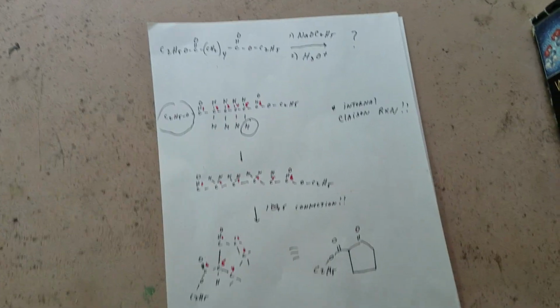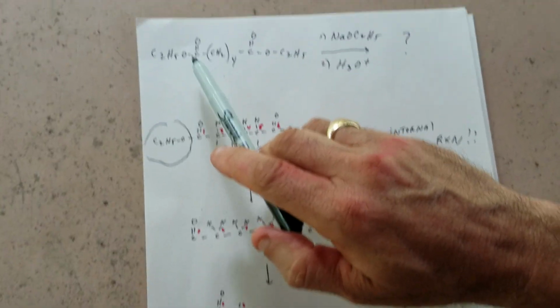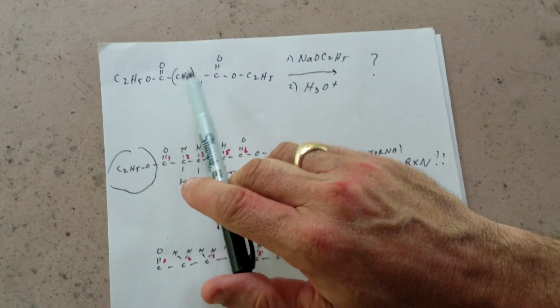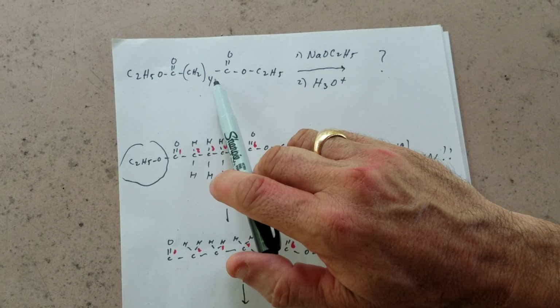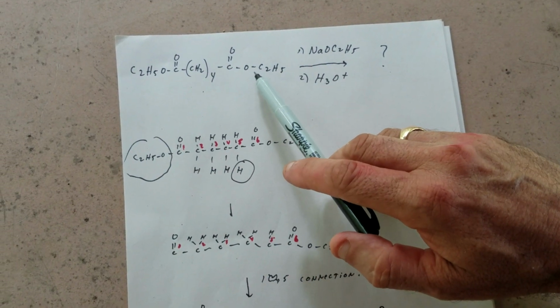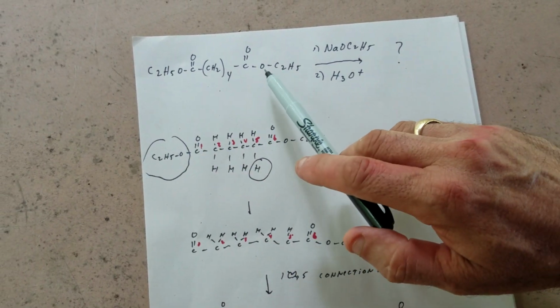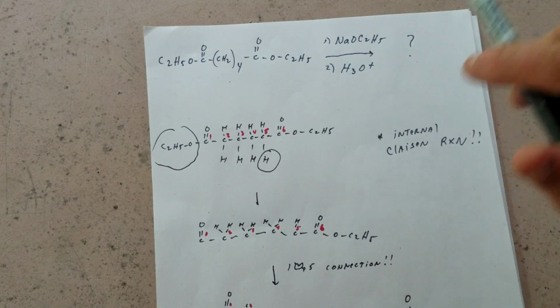Now, this is what it's going to look like on the DAT exam. We give you an ester, but notice this is a diester. There's an ester on both sides, and there's my carbon span of at least 4 carbons. And notice I'm going to treat it with a base that matches the OR group of the ester. Here it's an ethoxy group, and here we have sodium ethoxide followed by acidification.